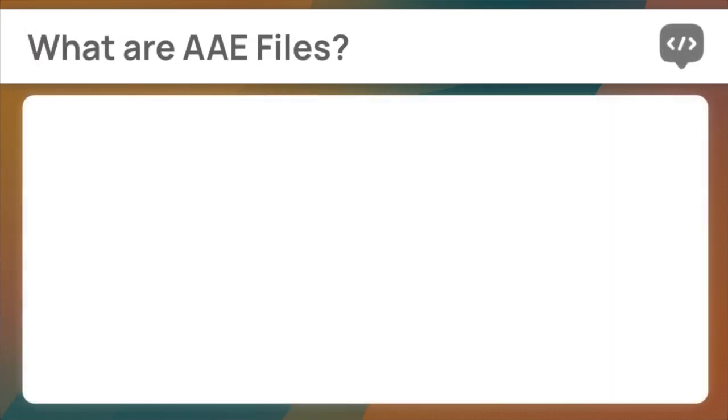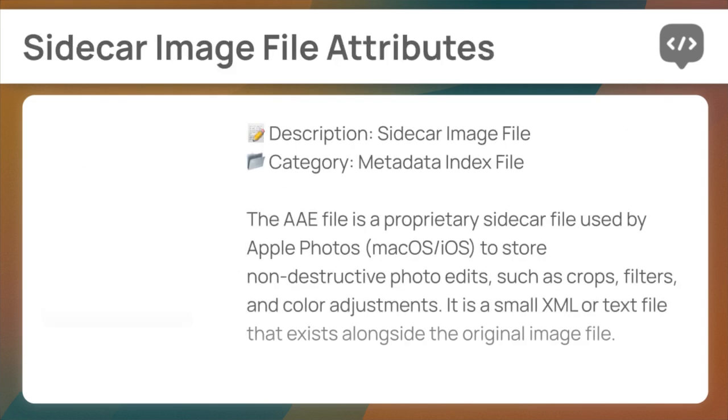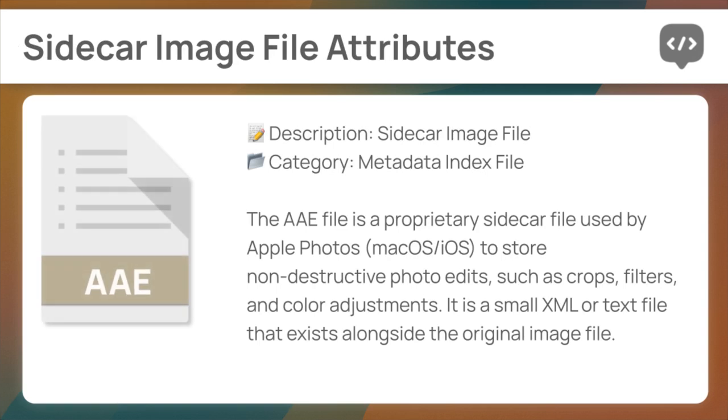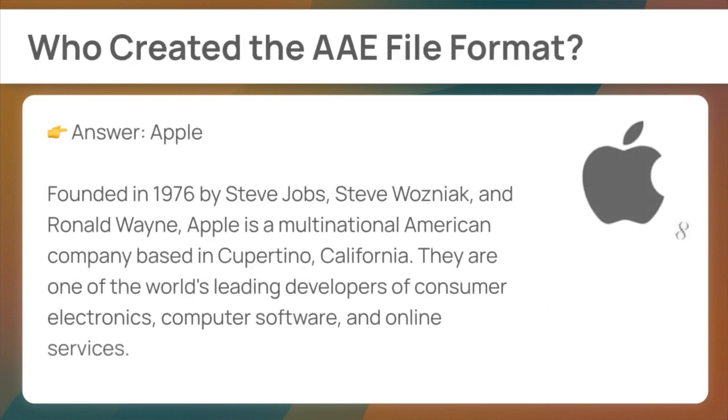The operating system recognizes the AAE file as being within the metadata index file class. The file's header is written in the Sidecar Image File language. The AAE file is a proprietary sidecar file used by Apple Photos, macOS, and iOS, to store non-destructive photo edits, such as crops, filters, and color adjustments. It is a small XML or text file that exists alongside the original image file. Developed by Apple, the format is XML-based and focuses on non-destructive editing.